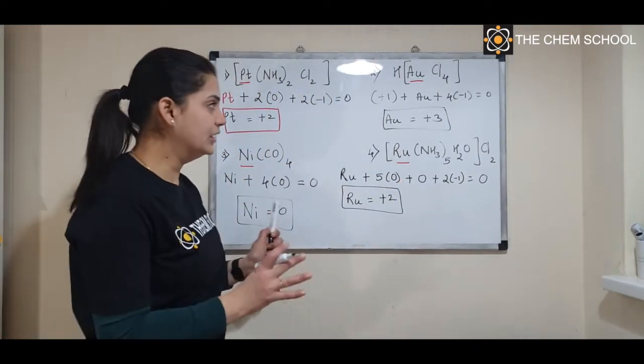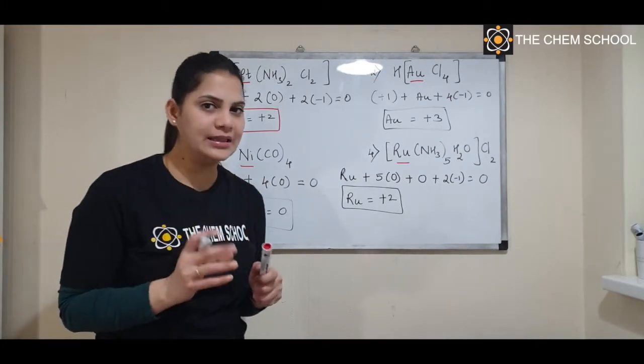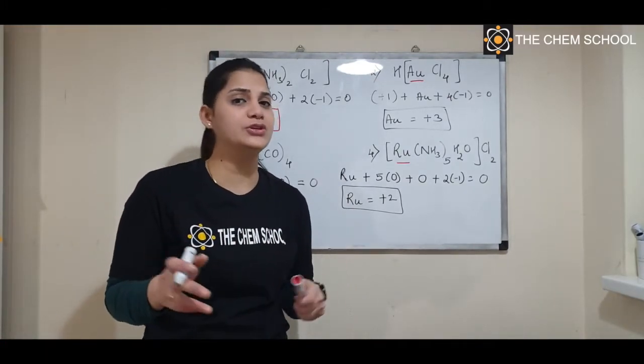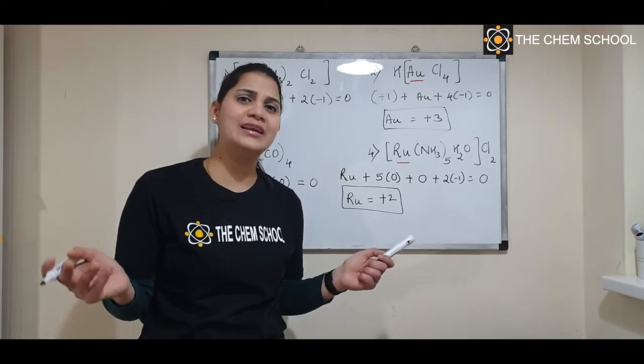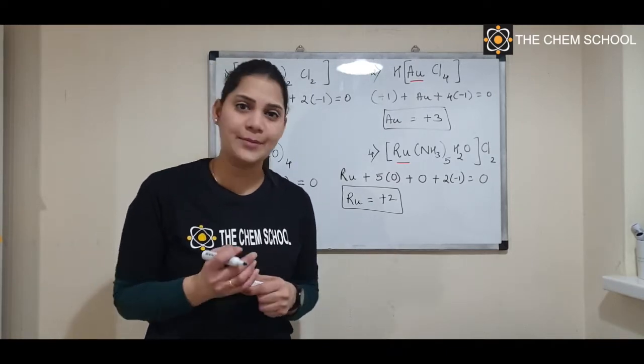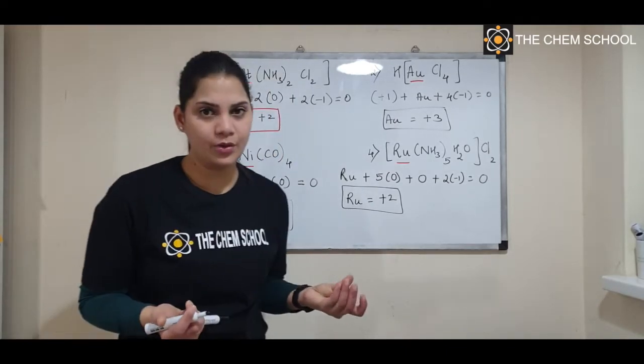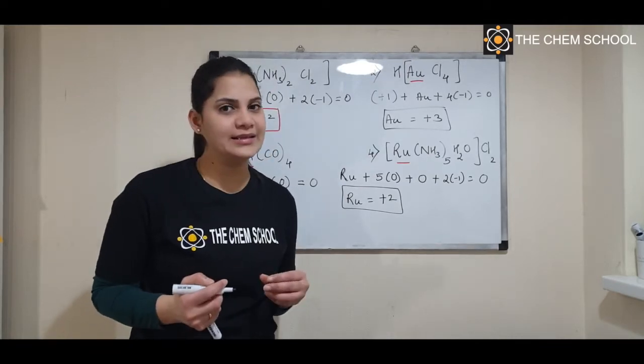Okay, so here at least we can see how easy it can be to calculate the oxidation number, like you have done it in the previous class in the redox reaction chapter. It is similar to that. Okay, so let's solve some more complicated examples.